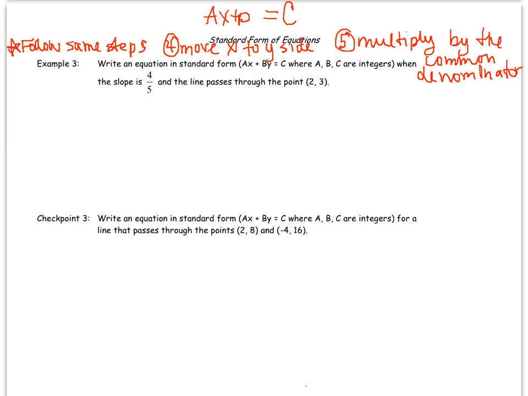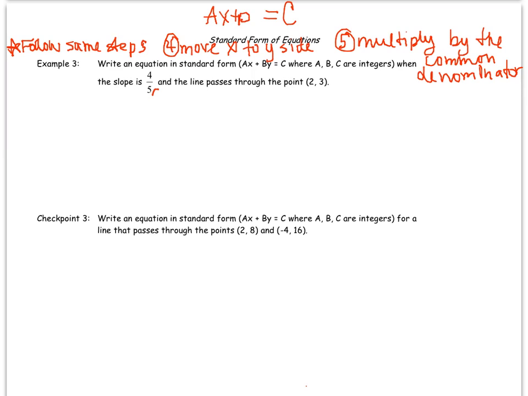So example 3 says write an equation in standard form, ax plus by equals c, where a, b, and c are integers. So in standard form, we want them integers, and one thing a lot of books, and probably the ACT might possibly do, is they want a to be positive as well. So we'll do that also. But sometimes you don't have to do that. We'll do it just to keep it the most accurate, so you see what I'm talking about. When our slope is 4/5 and the line passes through the point (2, 3).